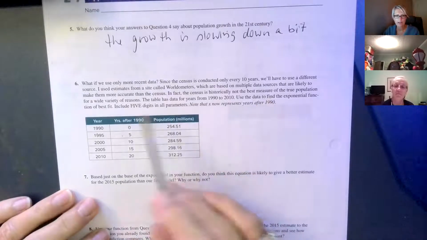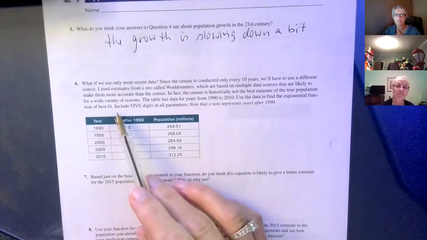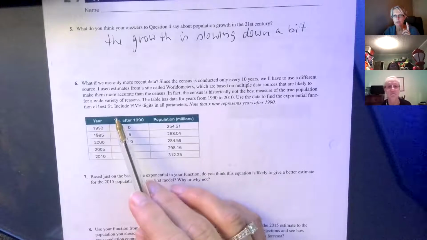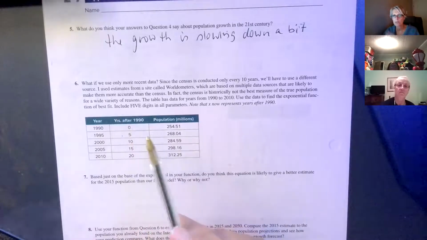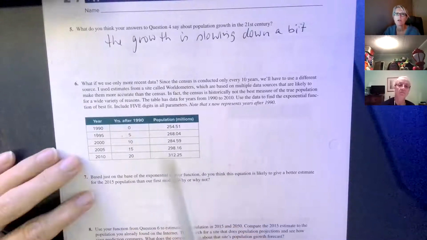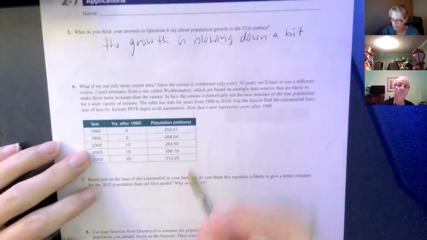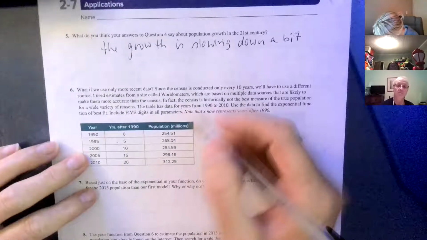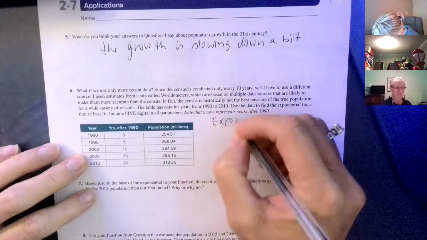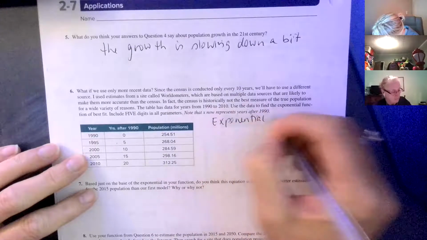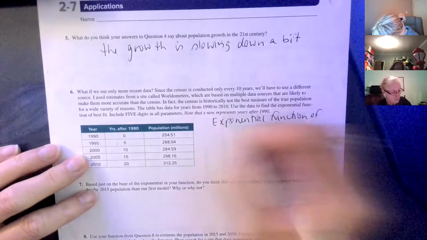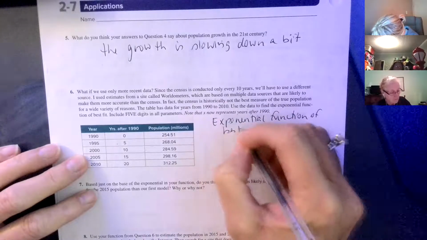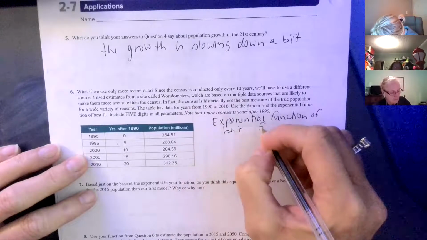Use the data to find the exponential function of best fit. So back in like lesson 2.5, we did the line of best fit, right? With the tilde, the Y1 and the tilde. We're going to do something similar, but now it's the exponential function of best fit.